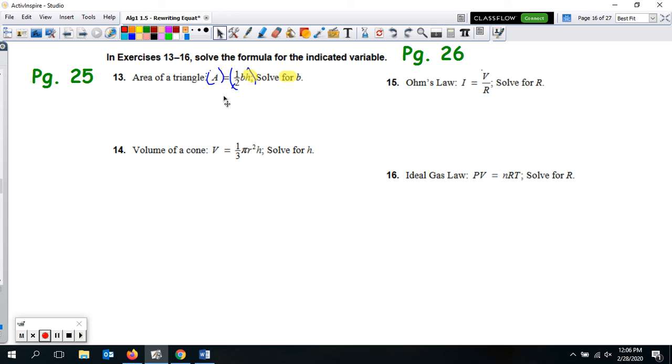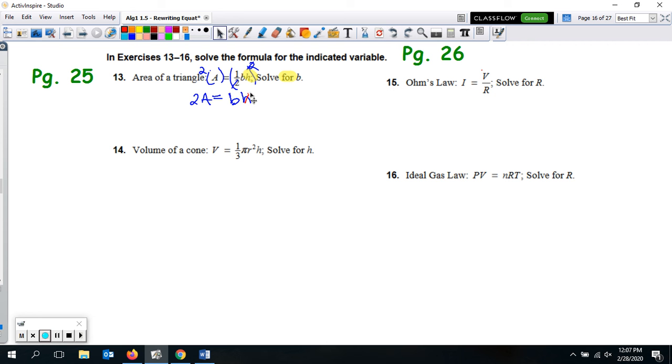What I need to do first is get rid of this fraction. It's being divided by 2, so I get rid of the denominator by multiplying both sides by 2. That's why I put the parentheses around the A to show multiplication, and parentheses around this side of the equal sign as well. When I multiply by 2, the 2's here can cancel, and that leaves just BH, and then 2 times the capital A is 2A. So it's going to be 2A is equal to BH.